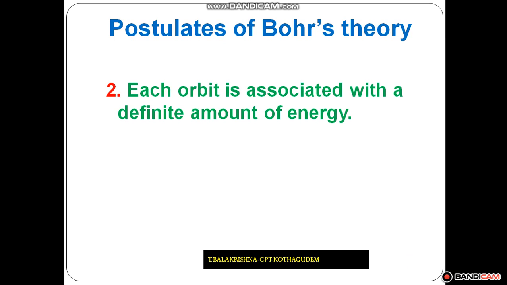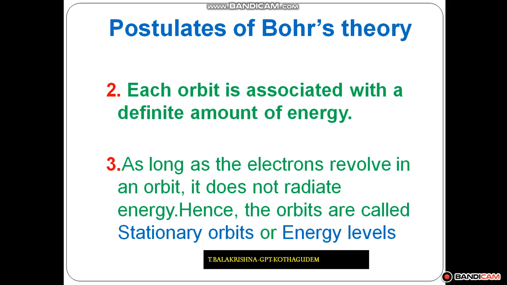So these are the points. Each orbit is associated with a definite amount of energy, so it is also called an energy level. Next, as long as the electron revolves in an orbit, it does not radiate energy, hence the orbits are called stationary orbits or energy levels.